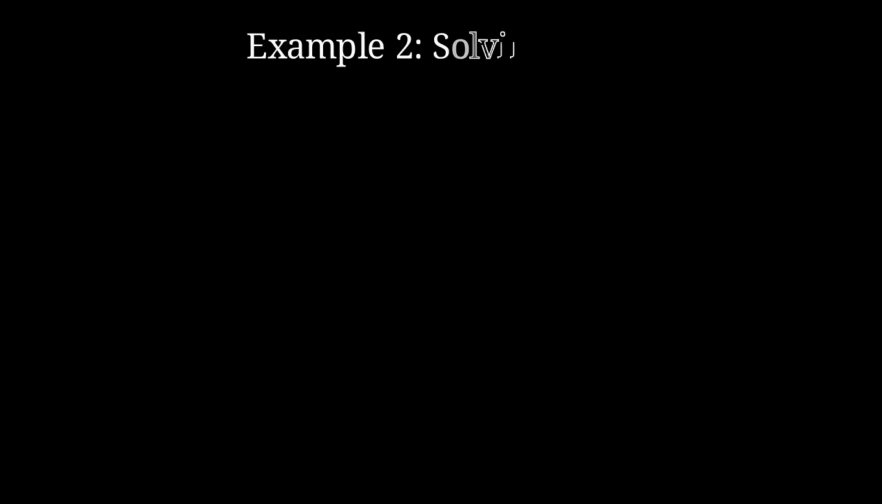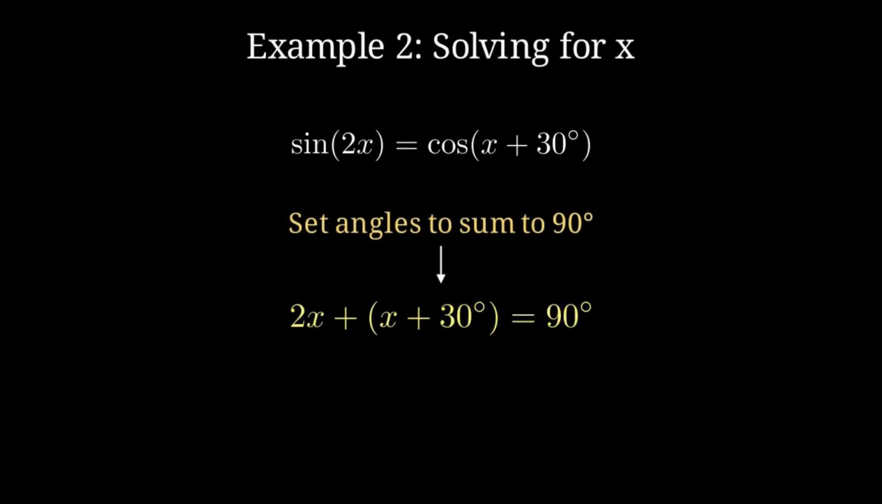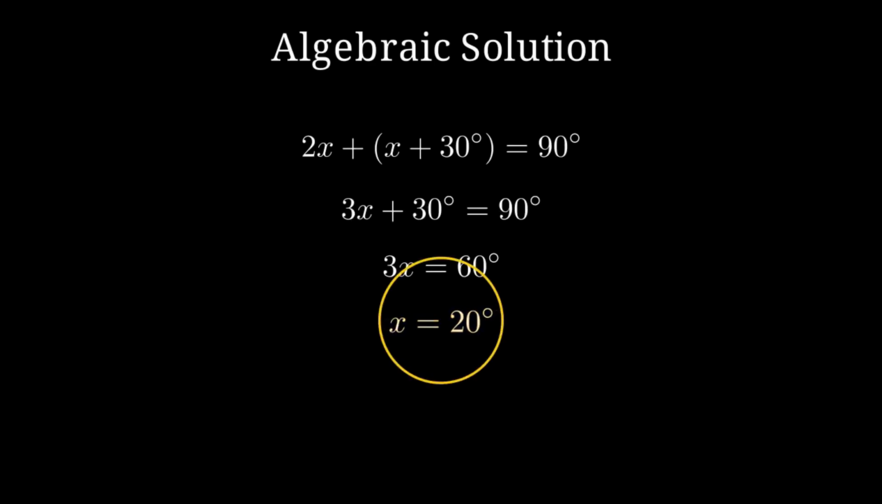We can use this to solve equations. If sine of one angle equals cosine of another, the angles must be complementary. We set the sum of the two expressions to 90 degrees and solve for the unknown variable x. By subtracting 30 from both sides, we find that 3x equals 60. Dividing by 3 gives us our answer, x equals 20 degrees. This technique is much faster than using complex addition formulas.